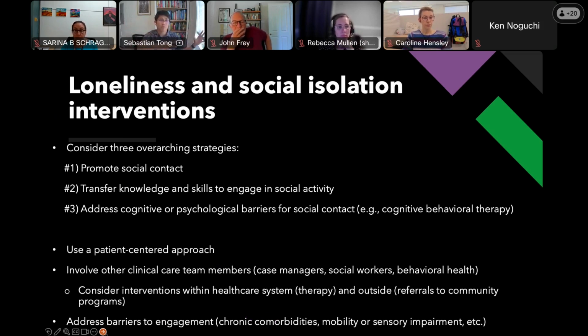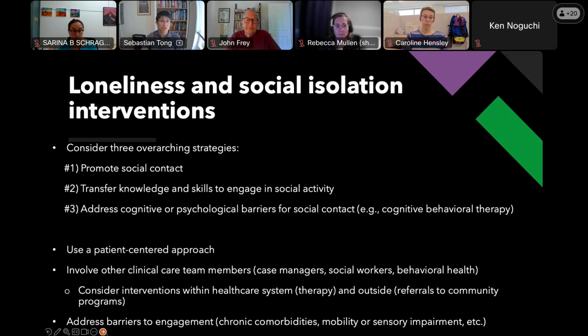After someone screens positive for loneliness, talk to them about their existing relationships and have a conversation. I think this is what we do best in family medicine, the relational aspect, talking to them about promoting social contact. Then transferring knowledge and skills to engage in social activities: how do we encourage patients to move outside their comfort zone to engage with other people? And if there are ways in your clinic, either through motivational interviewing, small cognitive things you can do yourself, or referring to a social worker or a behavioral health professional, looking at how we address cognitive and psychological barriers to social contact as well.